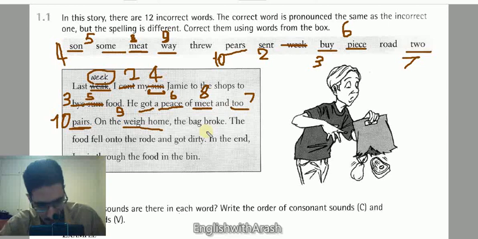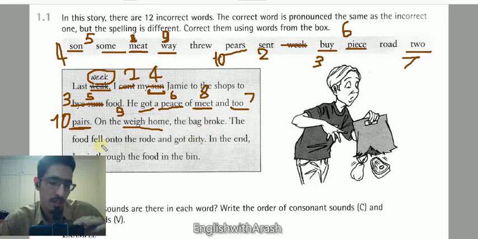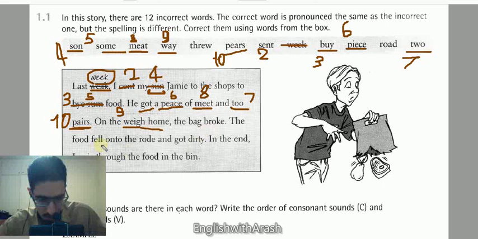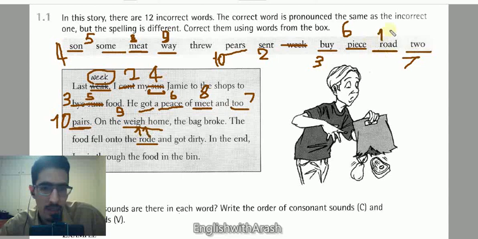Is it better now? Maybe my internet is not that good. Maybe I should reverse the camera and then do it again. Maybe it works. Is it better? Yes, Rayhana, good. Road. R-O-A-D. Road. Where is it? Yeah, it's here. Road. So let's call this number 11. You put 11 here.